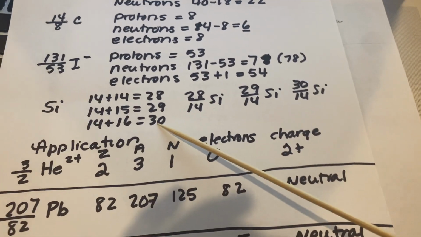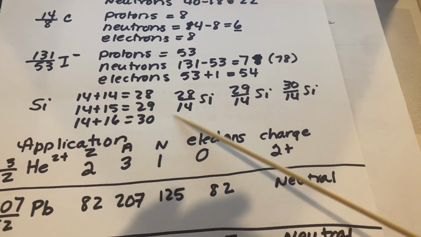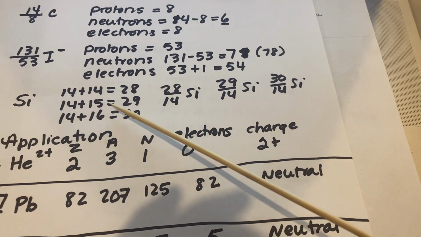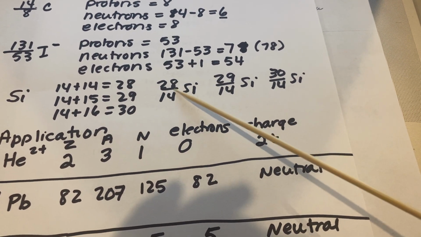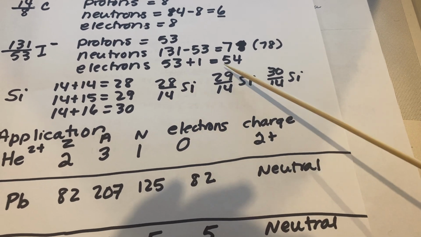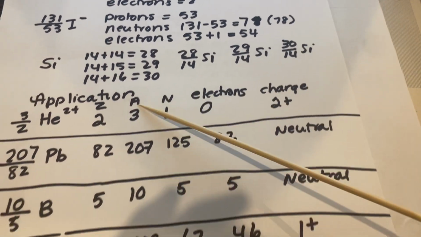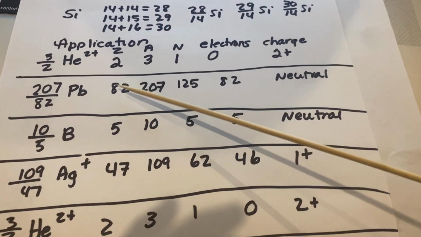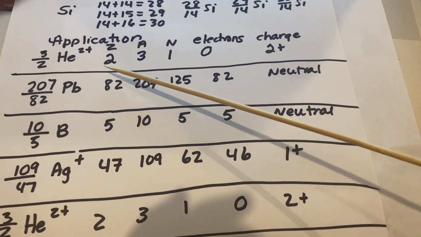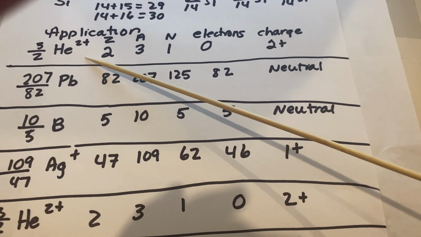So, okay. We did the silicon thing, how you do this. Silicon, you have 28, 29, 30. That's the atomic mass, so 28 over 14, silicon. These are how you do the mass numbers. We did that already. We did these too, but let's go over these a little bit better here.